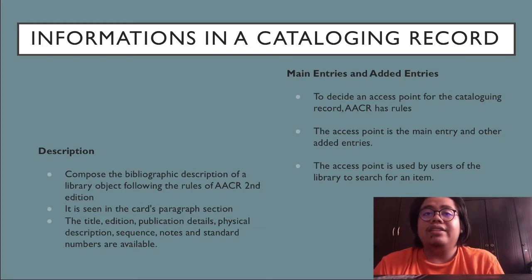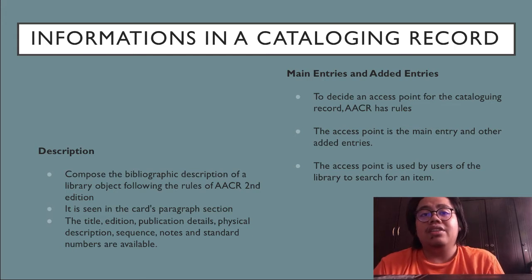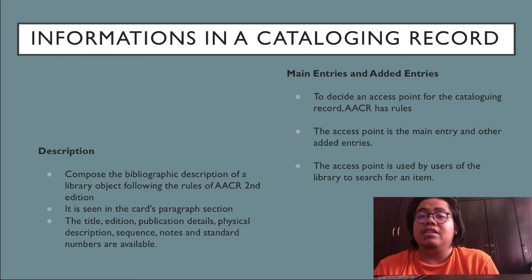For the main entries and added entries, AACR has rules to decide an access point for the cataloging record. The access point is the main entry and other added entries. The access point is used by users of the library to search for an item.